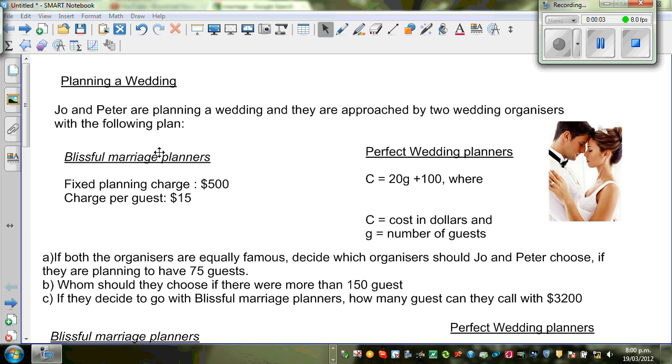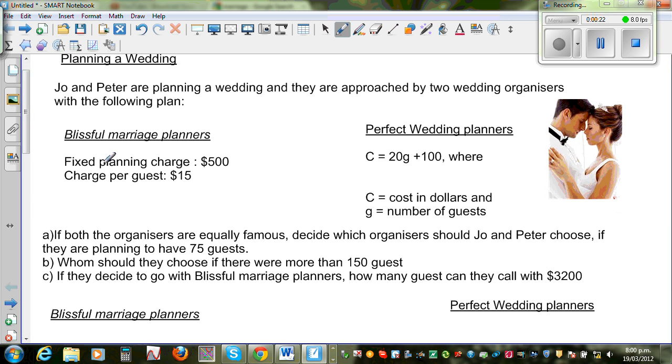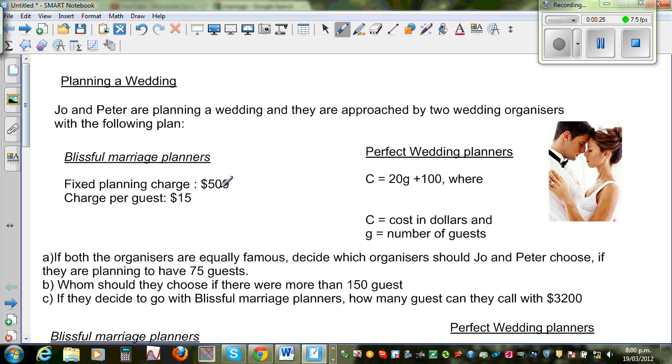Planning a wedding. Joe and Peter are planning a wedding, and they're approached by two wedding organizers with the following plan. So this is Joe and this is Peter, and they are in love with each other and they want to marry, and they have to plan the marriage. In marriage you need maths. You can't plan something without doing some maths. So this is the plan.